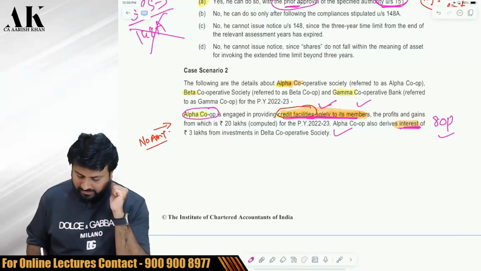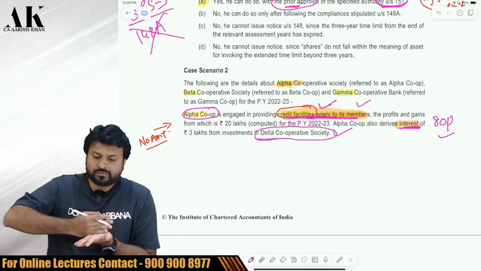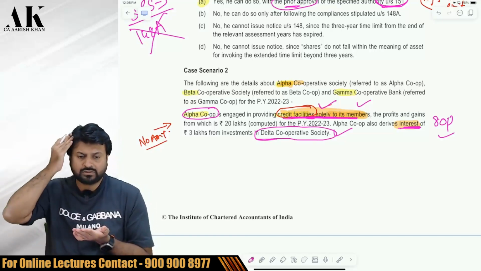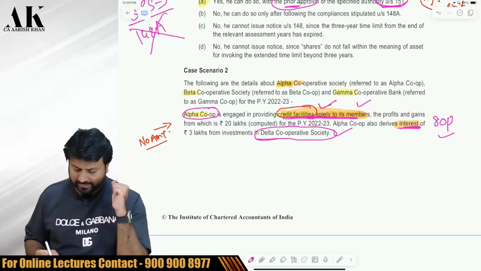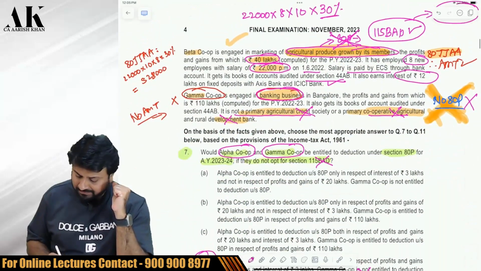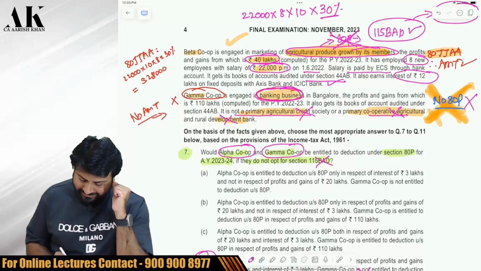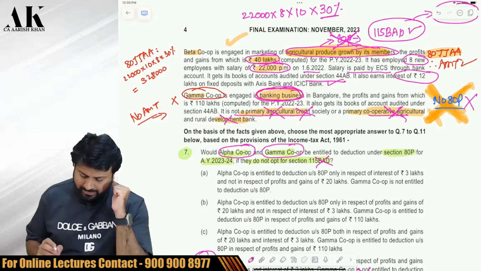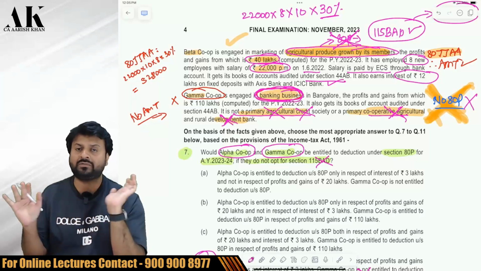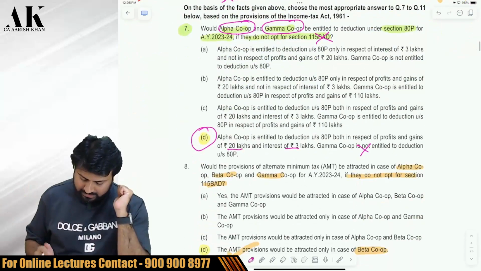Alpha also derives interest from another cooperative society. So remember, if a cooperative society gives a loan to another cooperative society and earns interest from there, that is also covered in ATP. Therefore, Alpha is definitely covered in ATP. Is Gamma covered? Gamma is engaged in the business of banking and it is not a primary agricultural credit society. It is not a primary cooperative agriculture and rural development bank. Therefore, it's a normal bank. Normal cooperative banks are not covered in ATP. Therefore, Gamma is not eligible for ATP.